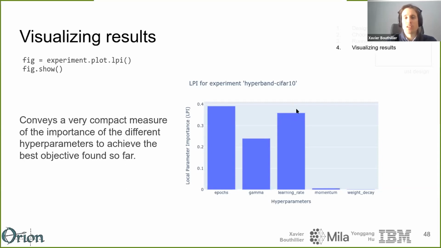And you see in this case that, for instance, the learning rate, gamma, and the epoch matter. Again, this is an example with Hyperband. That's why the epoch is here.